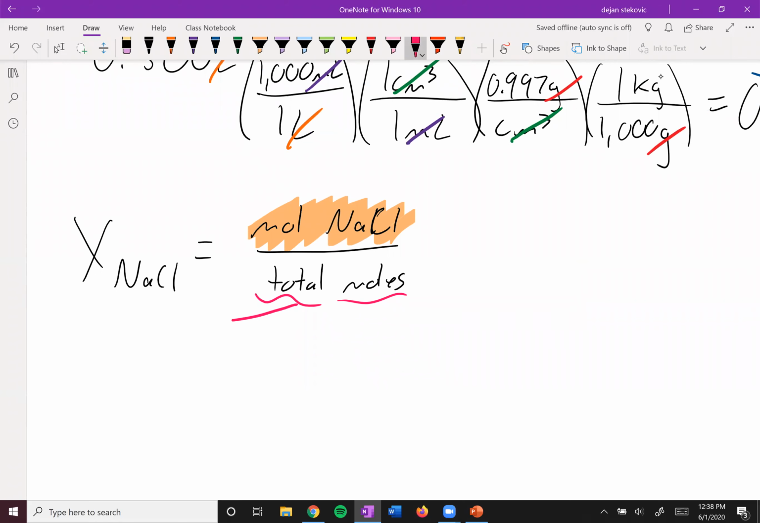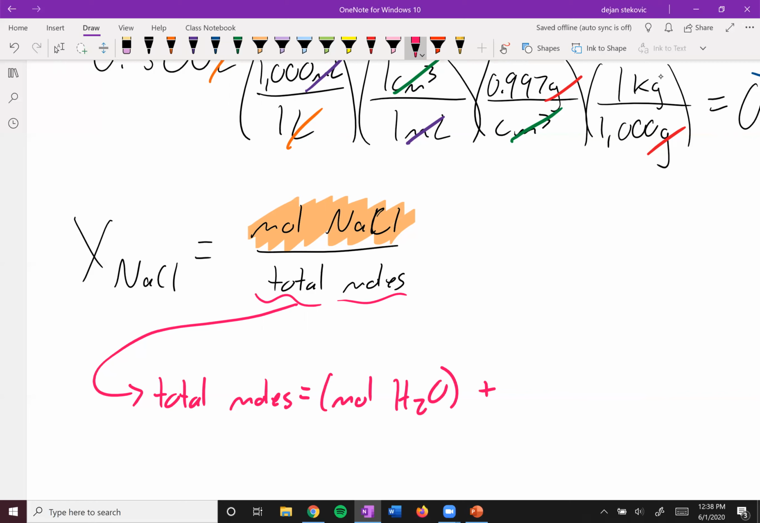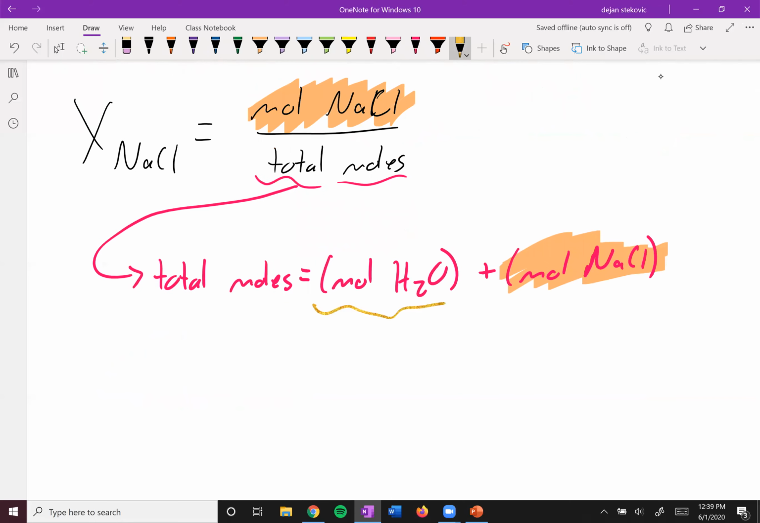The other thing we have to calculate is our total moles. So think about our solution here. We only have 2 things in our solution. We have our water, so we need to know how many moles of water we have. And then we have our sodium chloride. So we need to know how many sodium chloride moles we have. So we already have this part of the equation. So we just have to figure out how many moles of water we have. So let's take a look at how we're going to do that.